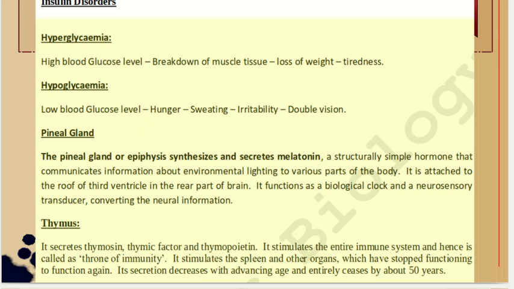The thymus secretes thymosin, thymic factor and thymopoietin. It stimulates the entire immune system, and thus the thymus is called the throne of immunity. It stimulates the spleen and other organs which have stopped functioning to function again. Its secretion decreases with advancing age and entirely stops by about 50 years of age.